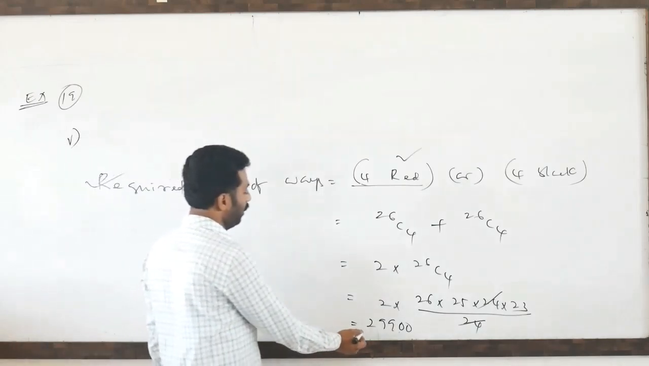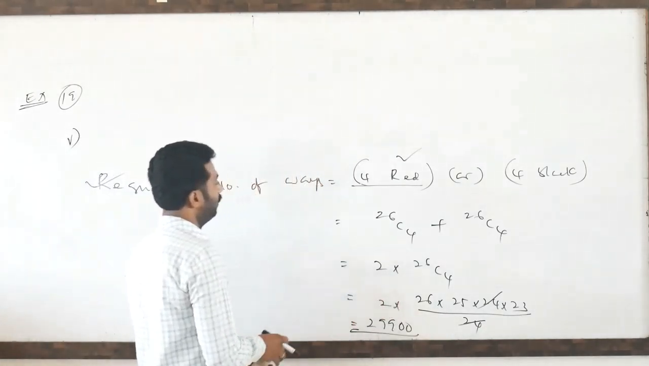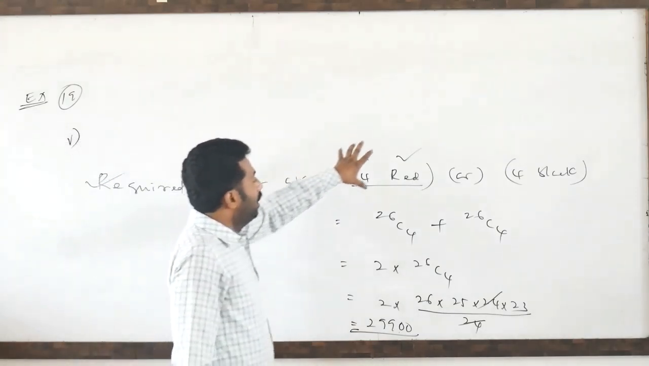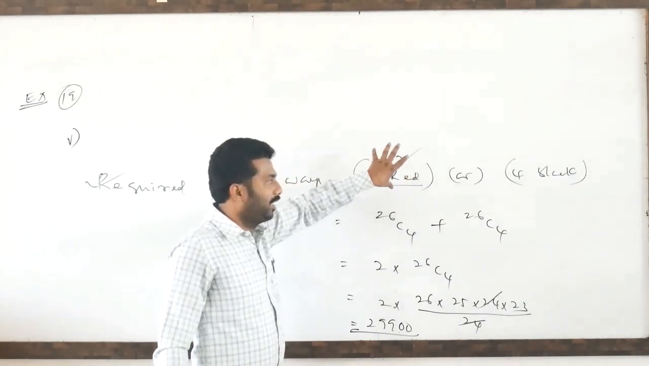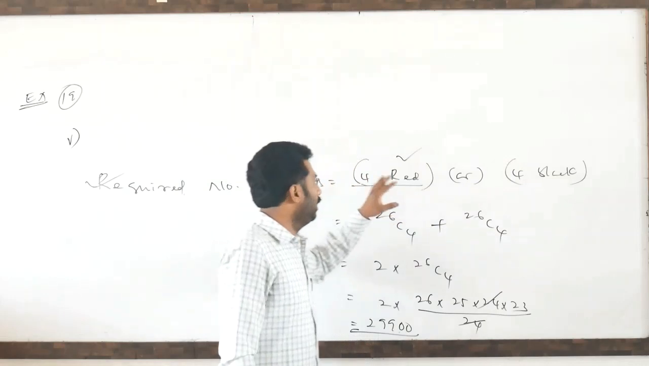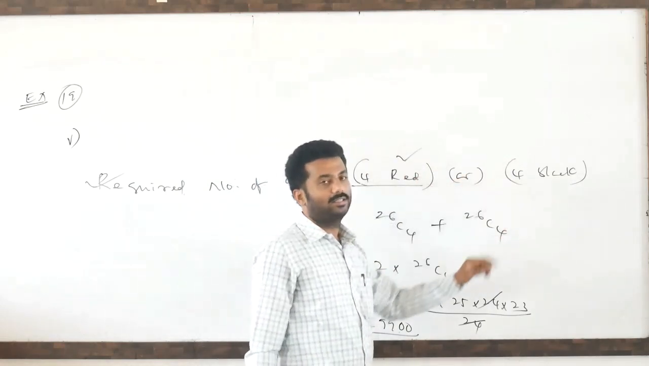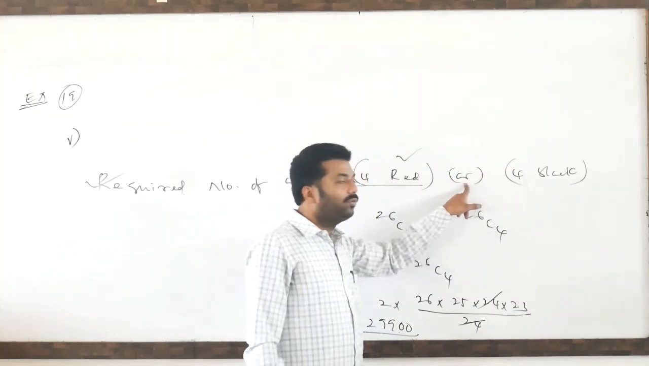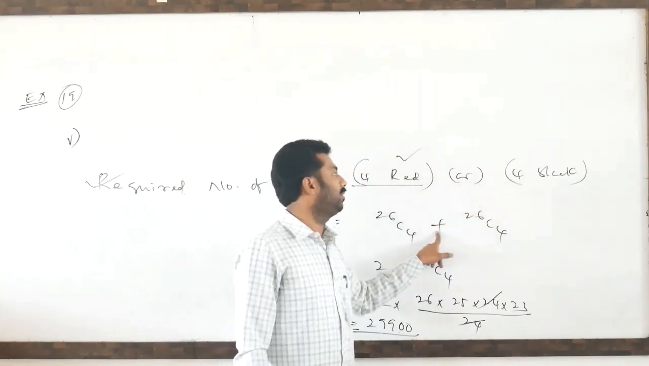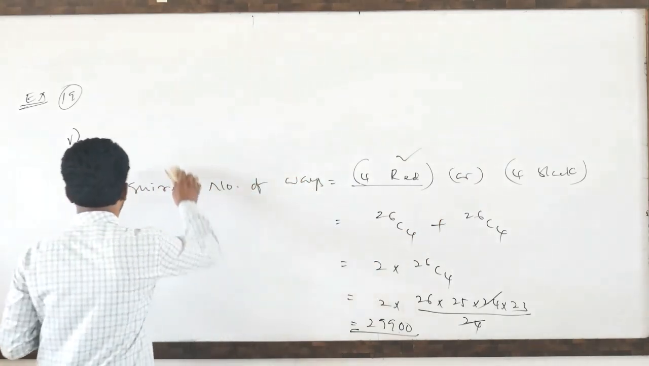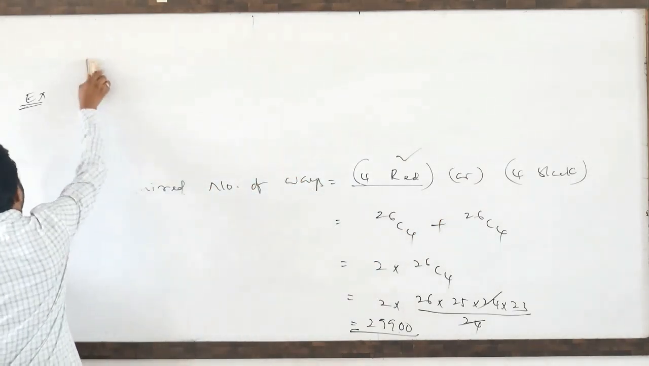Like this, number of ways of selecting, finally what they are asking in the question: cards are of the same color. Same color means all 4 cards may be red cards or all 4 cards may be black cards. So either red cards or black cards. Suppose 2 red cards and 2 black cards means the AND word we have to use. AND means multiplication, OR means addition. So that point you have to remember. Next.